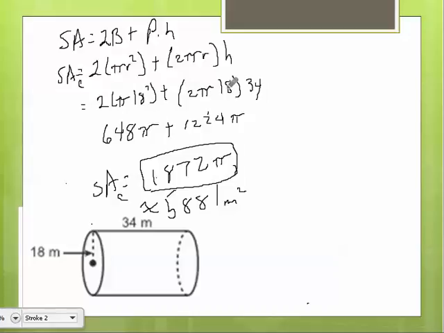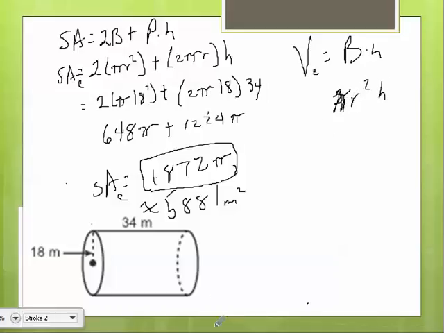Okay? Trying to be very specific about it. Okay, volume for a cylinder: area of the base times the height. Same formula as it was in a prism. Not a problem here. Do we know the area of the base? Well, it's pi r squared. That's what the base is, times the height.